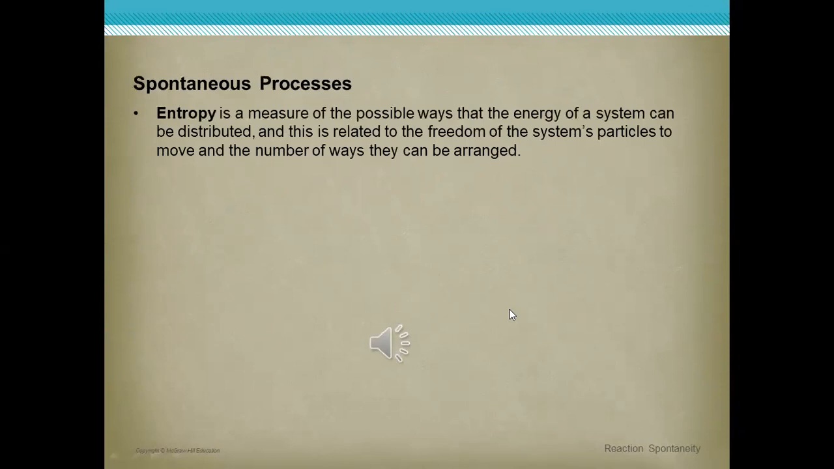What is meant by entropy? Listen, please. Entropy is a measure of the possible ways that the energy of a system can be distributed, and this is related to the freedom of the system's particles to move and the number of ways they can be arranged. So this is the meaning of entropy. So entropy is related to what?